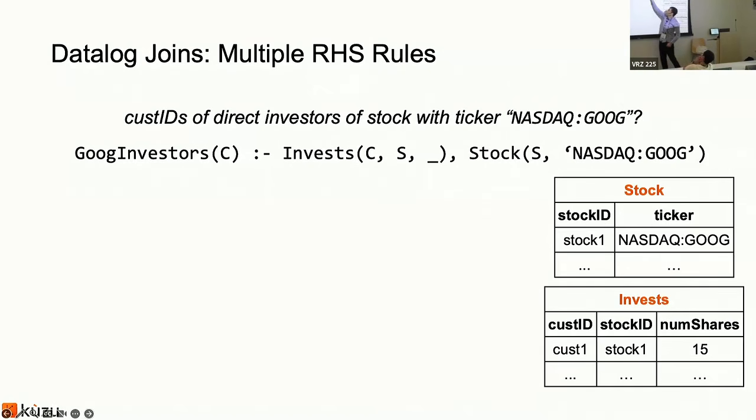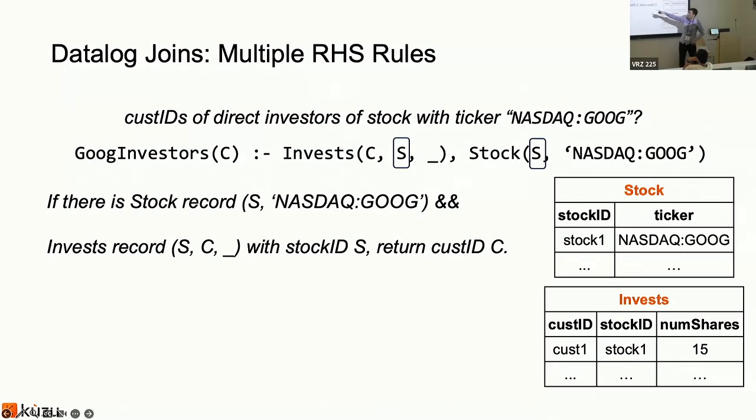And the meaning of putting two relations on the right-hand side means that it's a join. For any variable that's shared, you want an equality on those, right? So that's the meaning of this. So if there is a stock record S, NASDAQ Google, and there's an invests record S, C, then produce me a tuple with that customer C, okay?